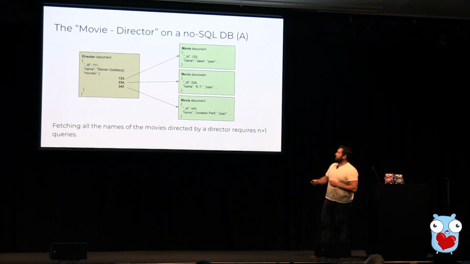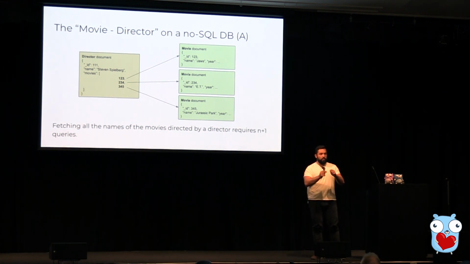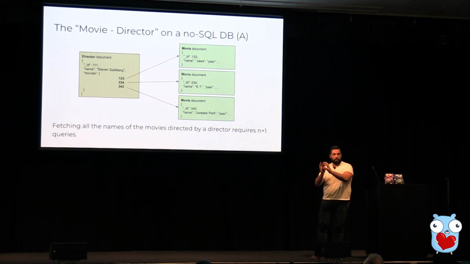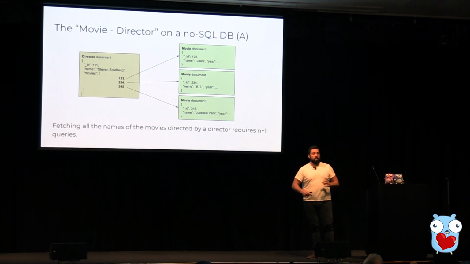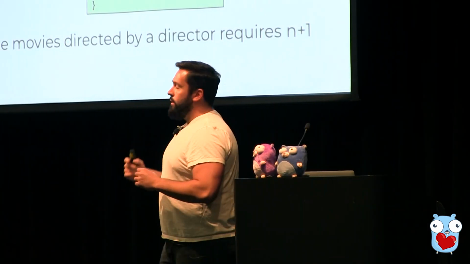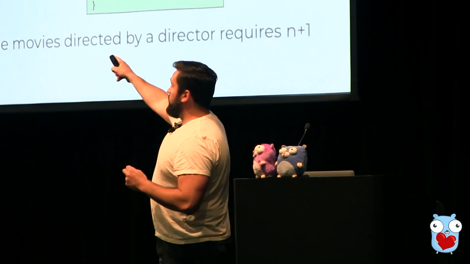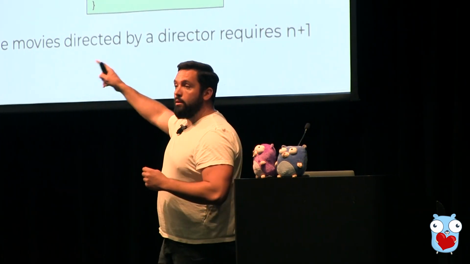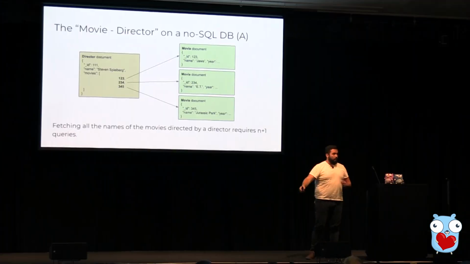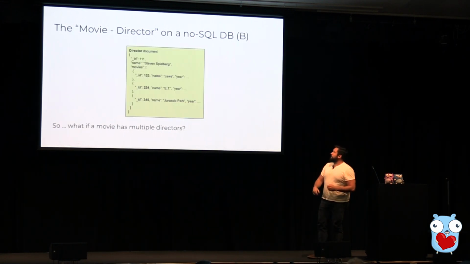So this is an option, right? You could say, oh, the director is gonna have a list of all of the keys of the movies they directed, and then you have a single document per movie that they directed. Now, if I want to get Steven Spielberg and the names of all of the movies, I need to do one query to get Steven Spielberg, and then n queries for every single one of the movies. And this is not fast, right? So this is not great.